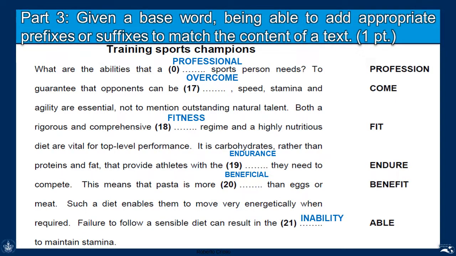So then here, if you see, this is what we do basically. We find the correct prefixes and suffixes to change the words so that they match the content of our text. So this is an example of part 3.